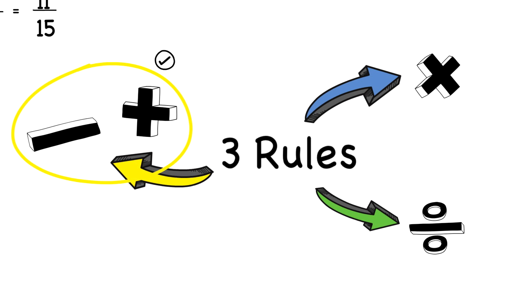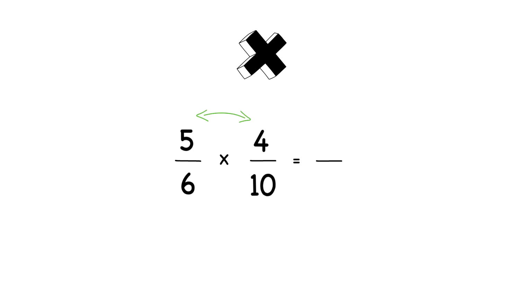Next, moving on to multiplication. This one is a lot easier. It doesn't matter what's on the bottom, whether it's the same or different, it's the same rule. We times the top two numbers together to give us the numerator. 5 times 4 makes 20. And we times the bottom numbers together. 6 times 10 gives us 60.